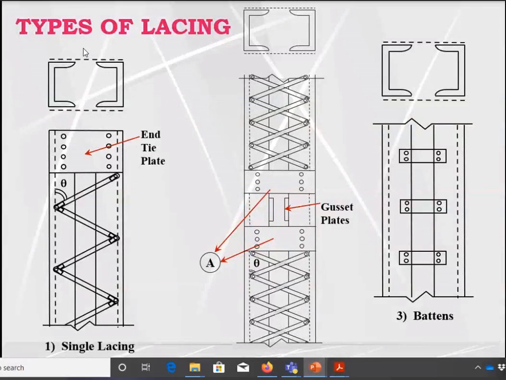What I was explaining is that actually no material is available here. If we are not connecting with the lacing, though no material is available, it means that due to shear stresses, both sections can slide or move separately.